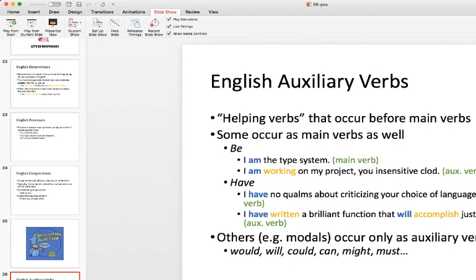So let's talk about auxiliary verbs. These are verbs, but they're special helping verbs. That's what I was taught to call them when I was a child. And some of them can also be main verbs as well, like be and have. But others, which we call modals, only occur as auxiliary verbs. So would, will, could, can, might, must, and so on. Only occur as auxiliary verbs. And what do they do?